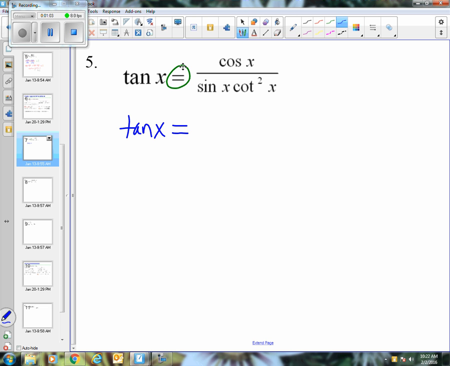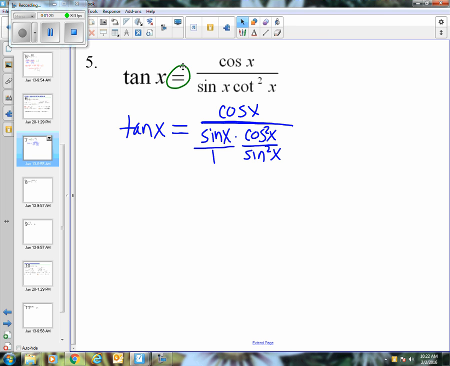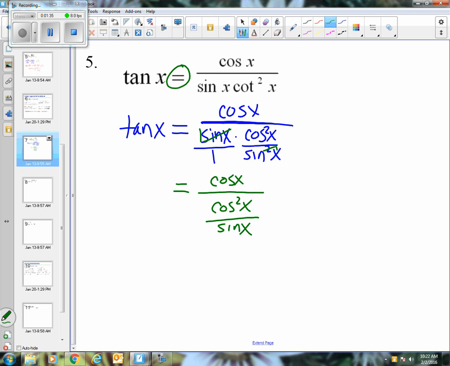So we could change everything over here on the right into sine and cosine. So we already have those. Cotangent squared would be cosine squared over sine squared. So we have everything in sine and cosine. Then again, over here on the right, it looks like we can do some simplifying. So we would have just sine to the first down there. So the numerator is cosine over then cosine squared over sine. And again, on the other side, we still just have tangent of x.